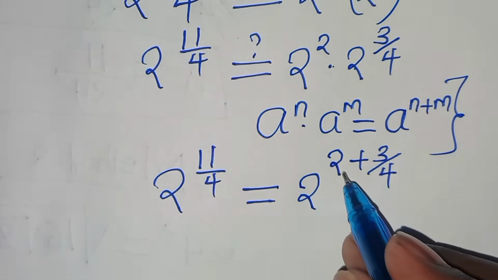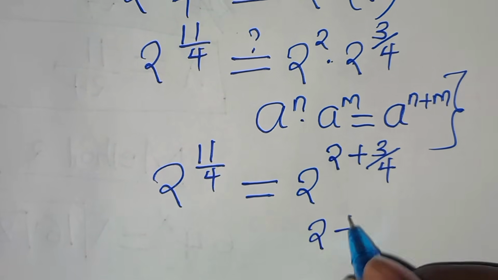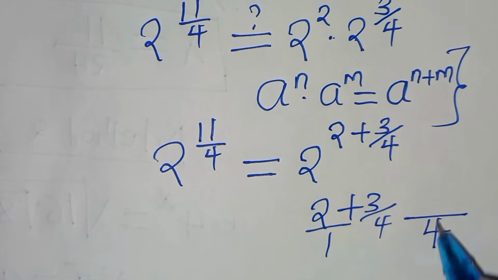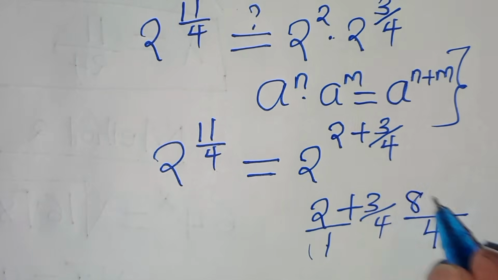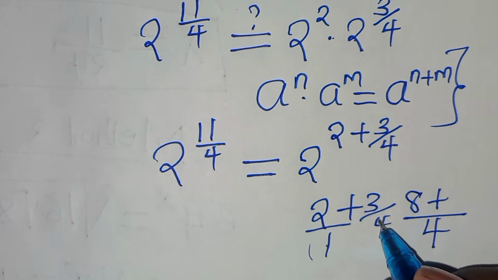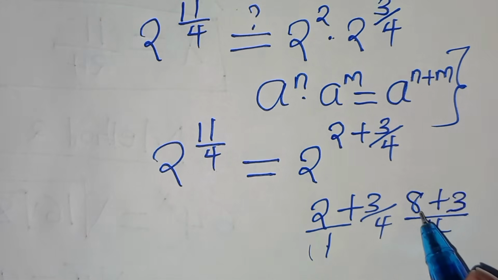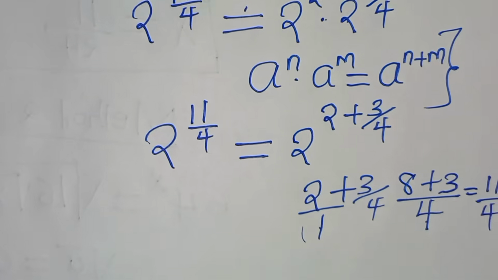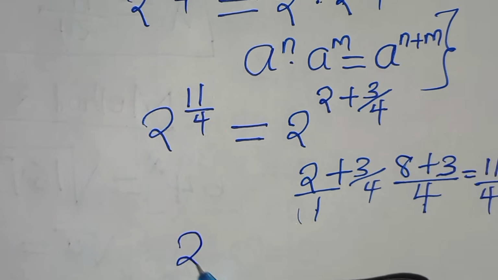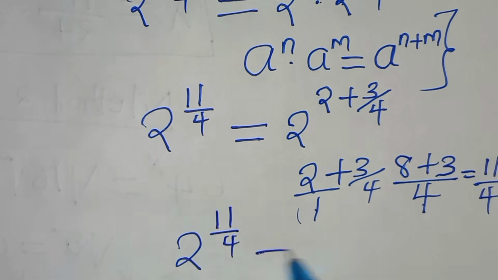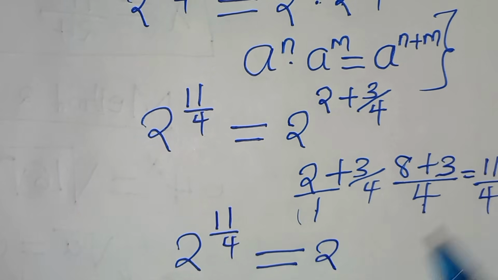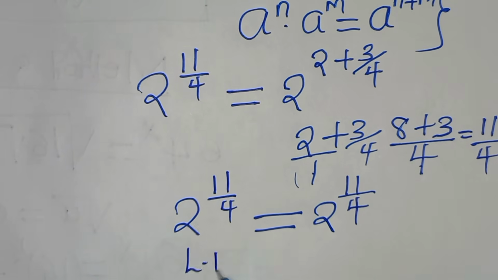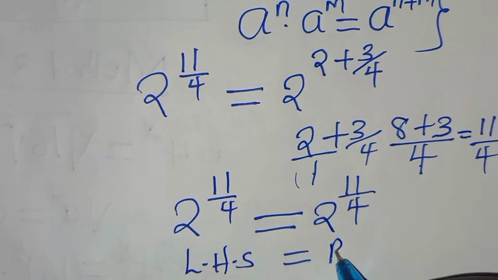Now, here we have that 2 plus 3 over 4. Remember here, the LCM is 4. 4 divided by 1 is 4 times 2. This is 8. Then plus 4 divided by 4 is 1. 1 times 3, this is 3. So we have 8 plus 3. This is equal to 11 over 4. So we have 2 raised to the power of 11 over 4. This should be equal to 2 to the power of 11 over 4. You can clearly see that the left hand side is equal to the right hand side.